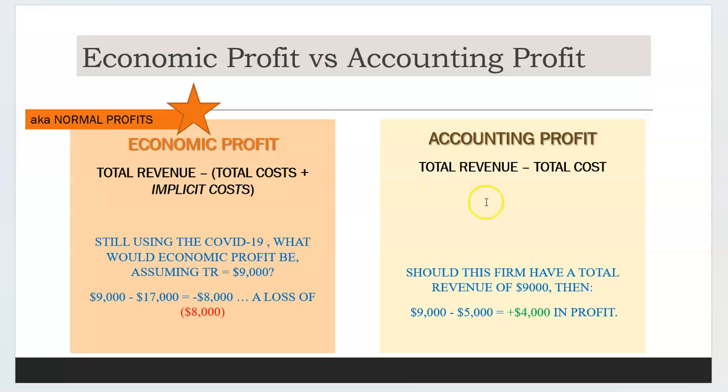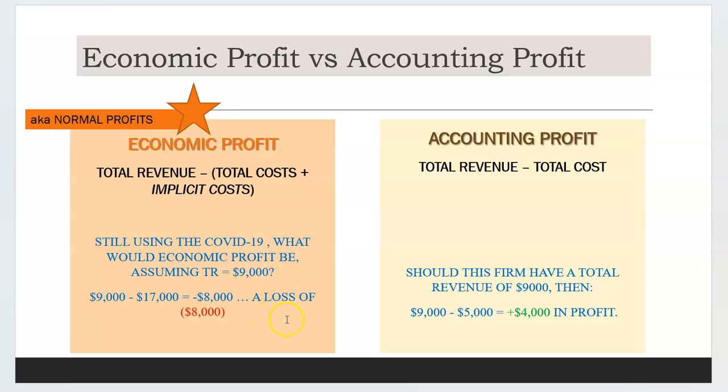So we go back over here and say, okay, let's say there's revenue of $9,000. This company, according to the accountant, has to deduct the $5,000 for cleanup. They have a net profit of $4,000. An economist says not so much. An economist is going to say, actually, you have a loss of $8,000. Why is that? Because from the $9,000 in revenue, you have to deduct the $5,000, which is the total cost, plus the $12,000 that is implicit. Therefore, we're deducting a total of $17,000. And this gives us a loss of $8,000.